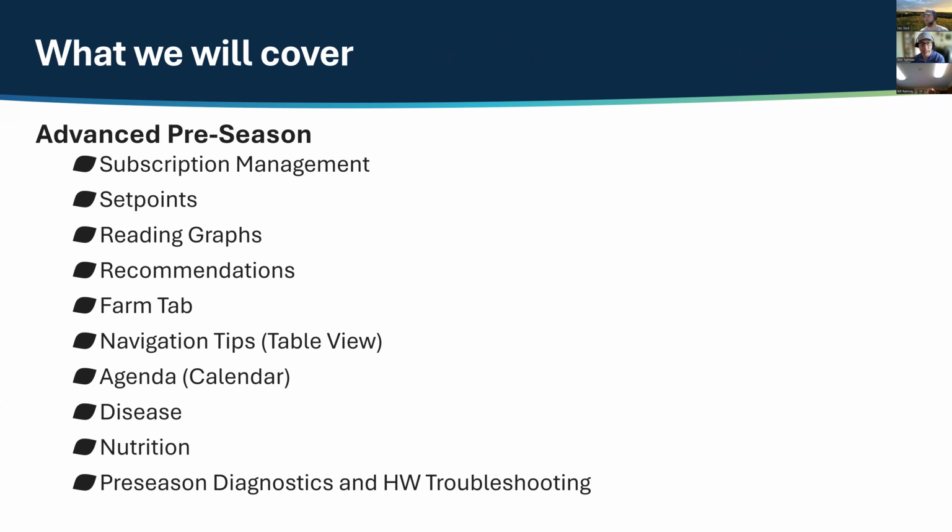We'll go over just some of the basics of reading graphs and a few of the graph tools that we have. We'll cover some tools we have here to help you with recommendations to help make your life as dealers easier. We'll go over a new feature called our Farm tab. That's actually going live in the next week or two. We'll go over some of the navigation tips highlighting our table view. We'll go over our agenda, which is our name for the calendar. We'll cover a little bit of the disease and nutrition features, and then we'll wrap up with some information for preseason diagnostics, installations, and hardware troubleshooting.